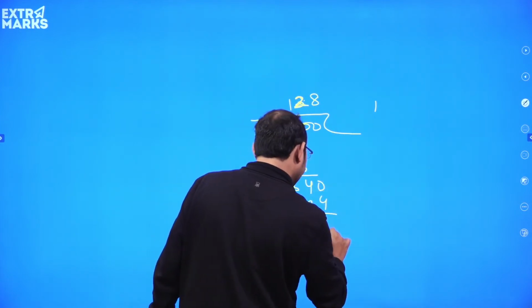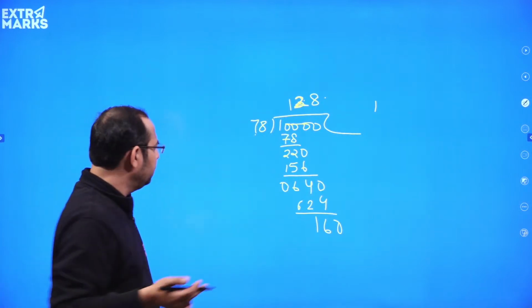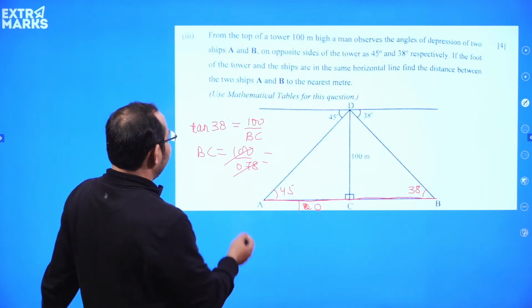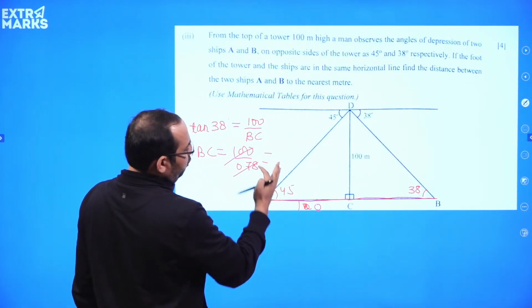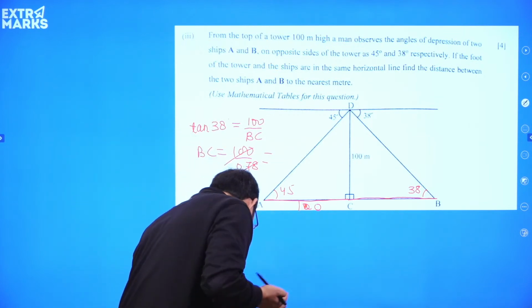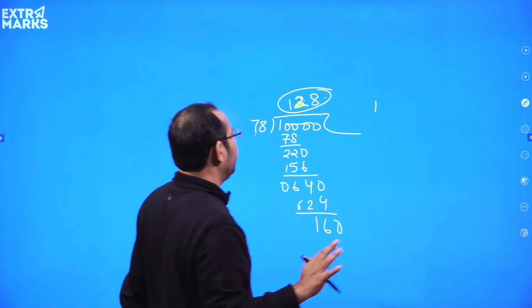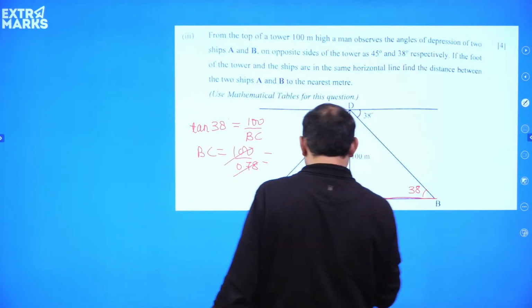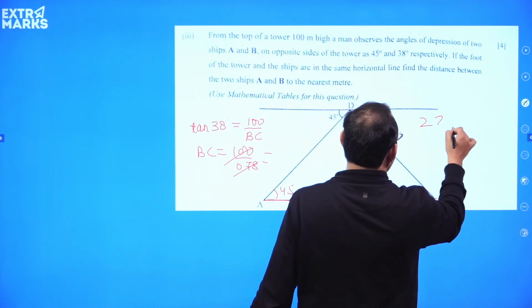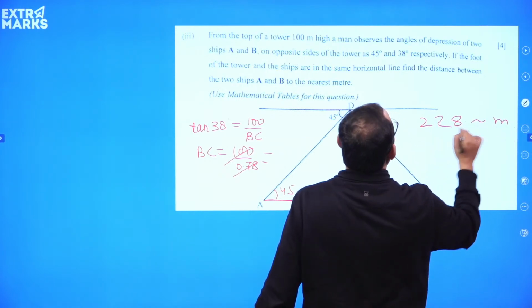Okay. So now, solving it this way, we will move ahead. 128 point something will come, if I am not wrong. You can do the division. Basically 100 by 0.78, whatever is coming, just add 100 to that and your job will be done. So your answer should come closer to 228 point something. So overall answer, 100 plus 128 is 228 point something meters.